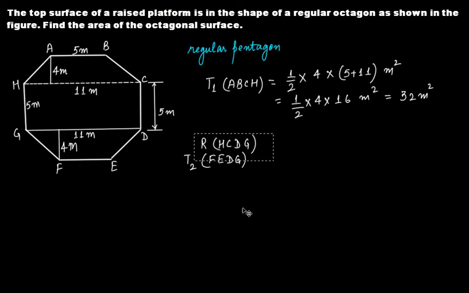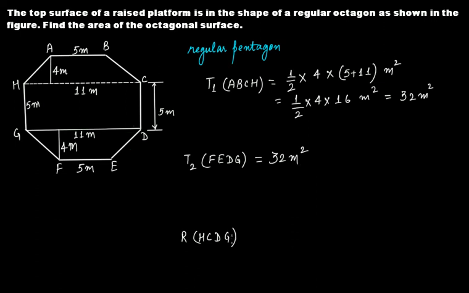Now next, the area of this trapezium FEDG. Now tell me, this is 5 meter, this is 11 meter, the height is 4 meter. Don't you think it's exactly similar to this trapezium? They are actually similar. So the area will also be the same because this is 5 meter, this is 5 meter, this is 11 meter, this is 11 meter, this height is 4 meter, this height is 4 meter. You are going to get the same value when you put in this formula.